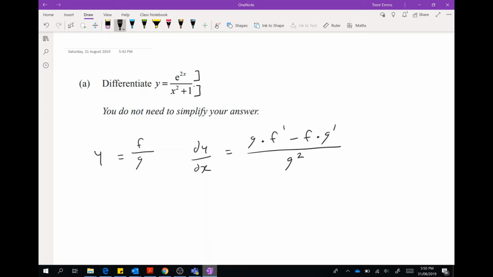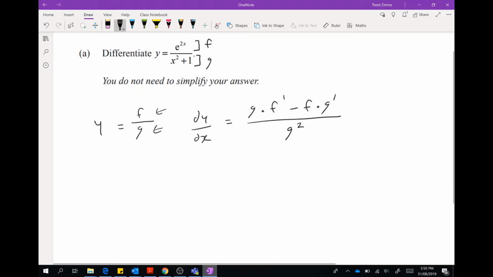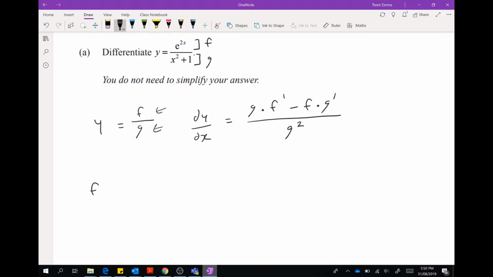So to keep it consistent with the formula, we're going to put f as our top part, so we're going to make e to the power of 2x f, and the bottom part is g. And so g will be x squared plus 1. So we'll just write that down here. F equals e to the power of 2x, and g equals x squared plus 1.